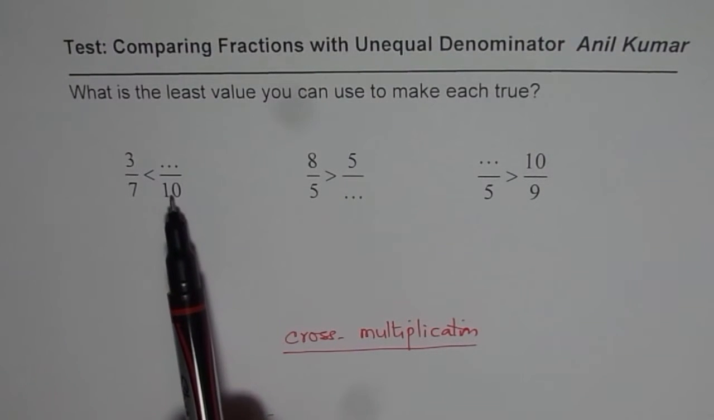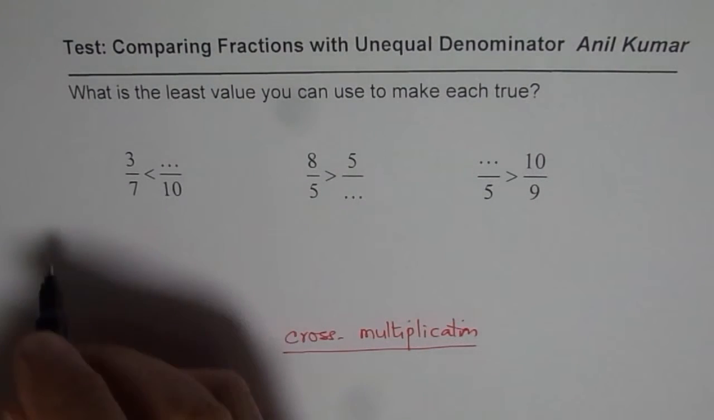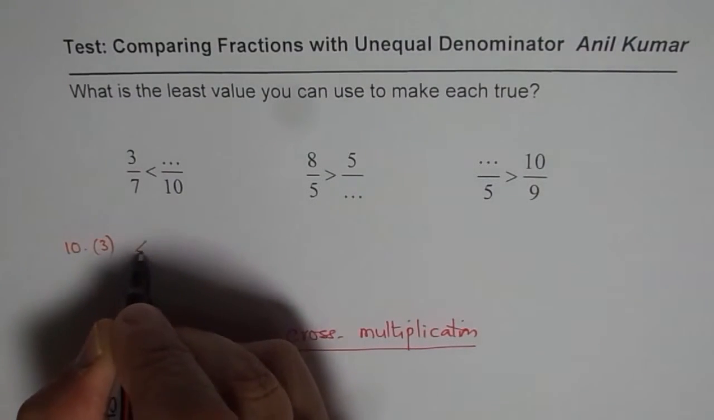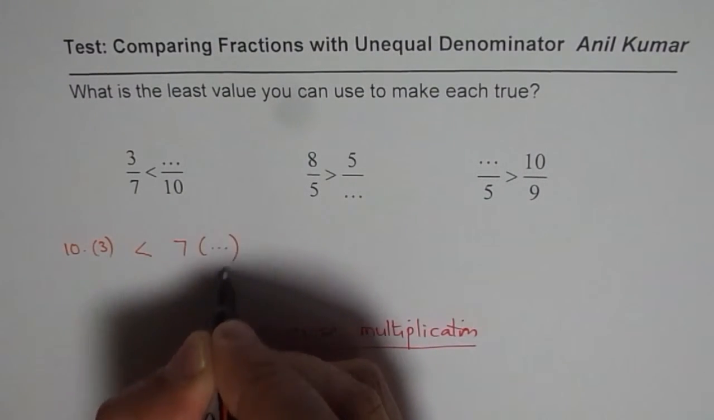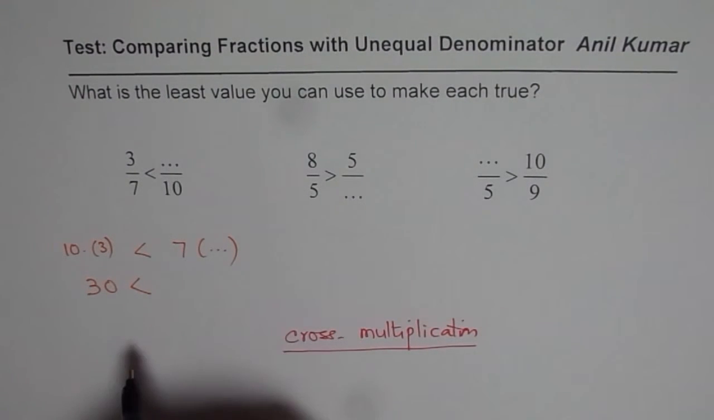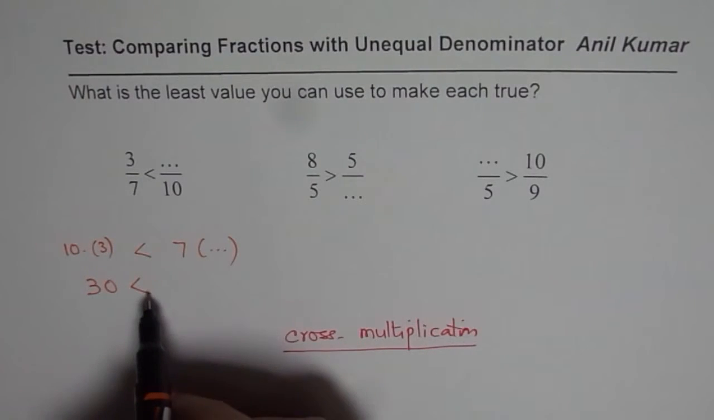So when I cross multiply, 10 times 3 is 30. So what we do is we do 10 times 3, right on this side, less than 7 times something. Now we know 10 times 3 is 30. That should be less than 7 times something. Now if I write 7 times 10, it is 70. That is greater, of course.